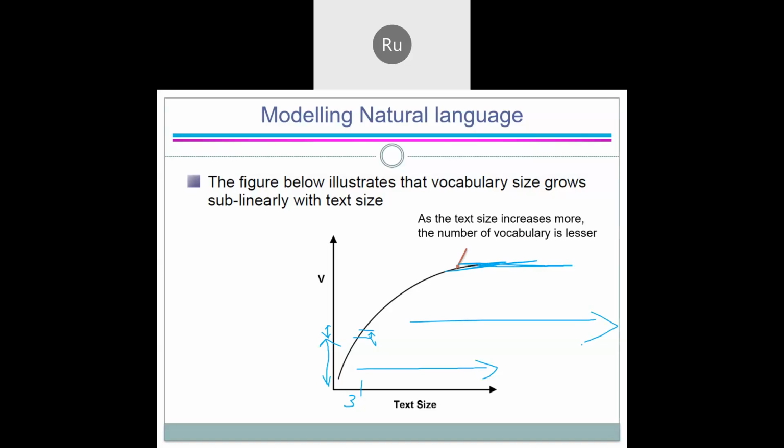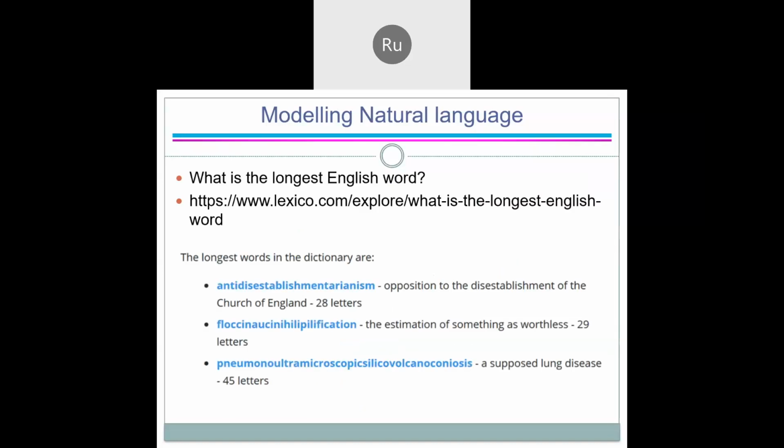For example, if we look at this one, this is a sample of words that have 28 letters, 29 letters, and the longest one is 45 letters. The 45 letters is, suppose, a lung disease. I'm not sure how to pronounce this, but this is the record, the longest English word. So when the size of text increases, the number of vocabulary that you can produce is limited.